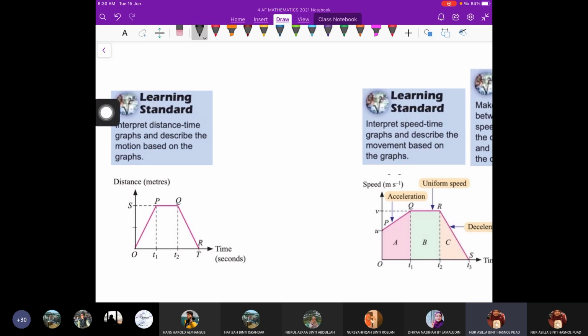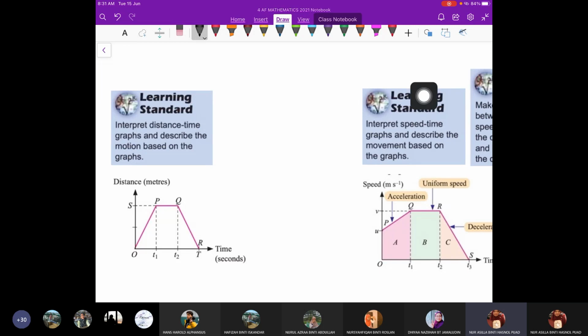So, learning standard for distance time graph, dia kata to interpret. You have to interpret distance time graphs and also describe the motion based on the graph. Apa dimasukkan motion ini? Maksudnya pergerakan. Because we're talking about distance and time. So, maksudnya mesti ada pergerakan yang melibatkan jarak dan juga masa.